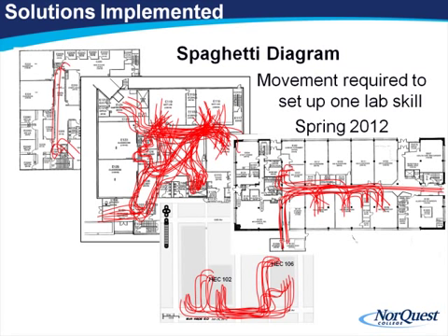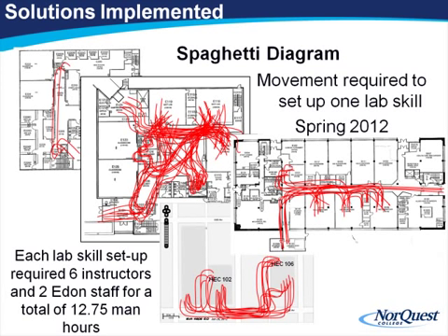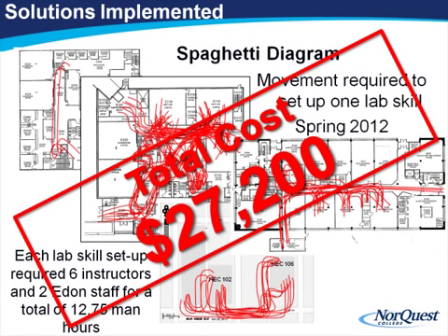Each lab skill setup for spring term required 6 instructors and 2 EDON staff, a total of 12.75 man-hours, which is a total cost of over $27,000. So, how did we solve this?